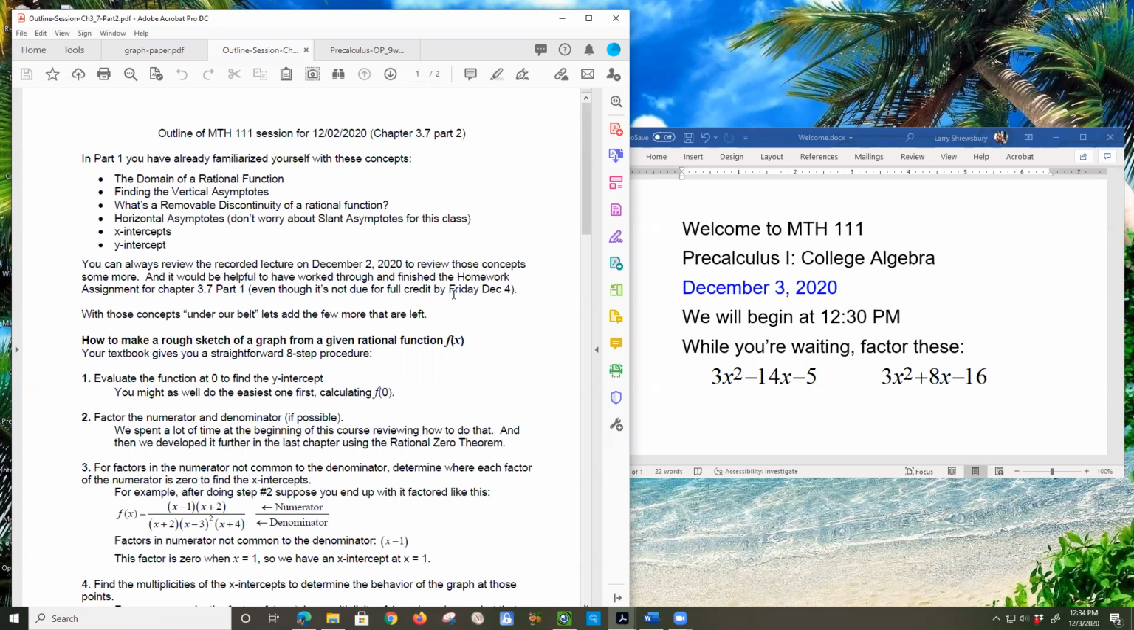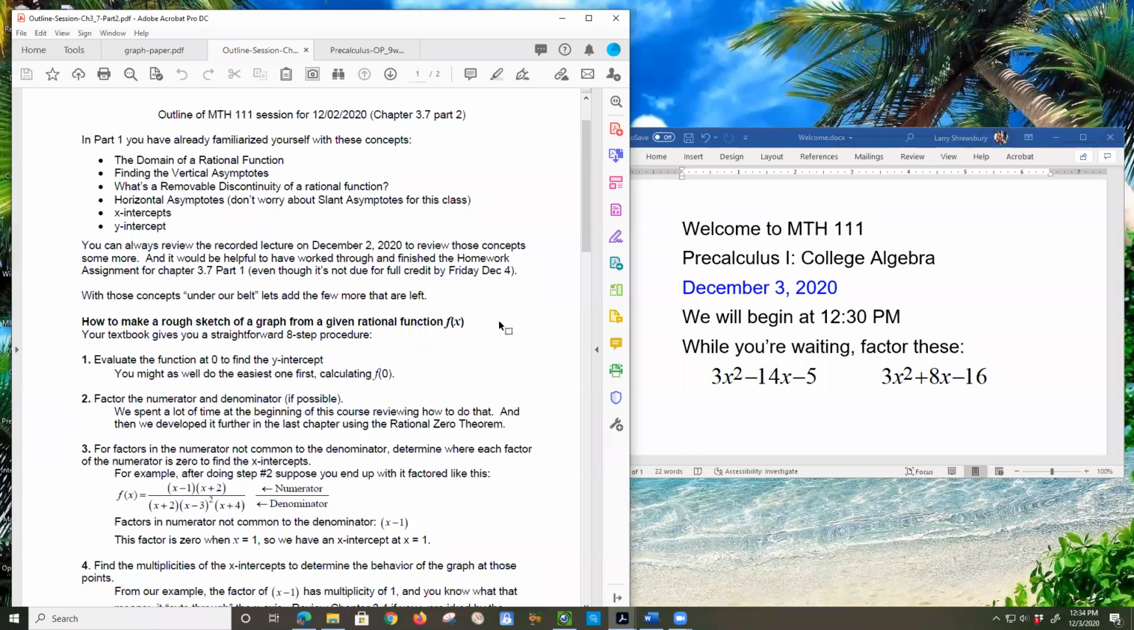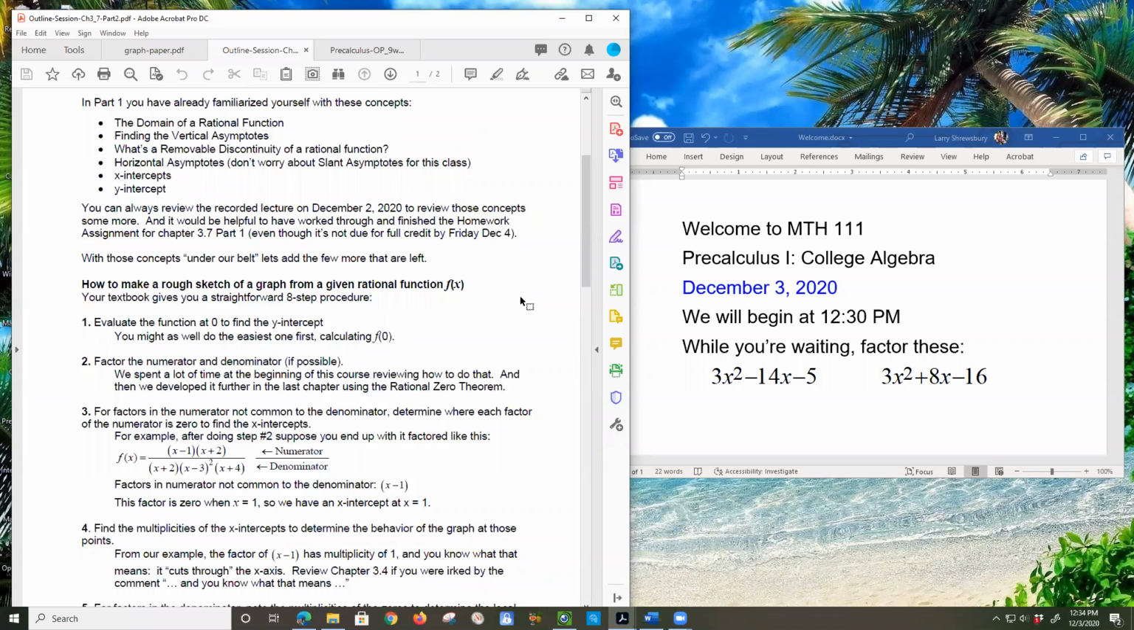All right. So with that under your belt, what we're basically going to be doing, like you saw in that checklist of problems, is looking at a rational expression and being able to make a rough sketch of it. You know roughly what it's going to look like. Not exactly, but roughly.